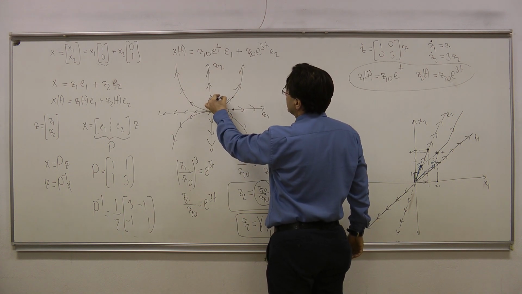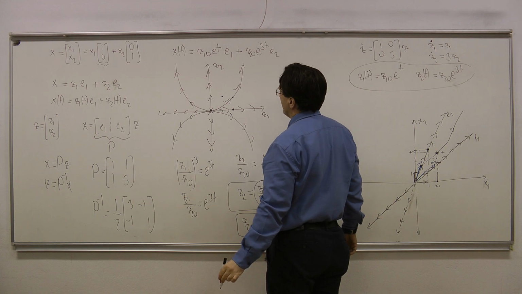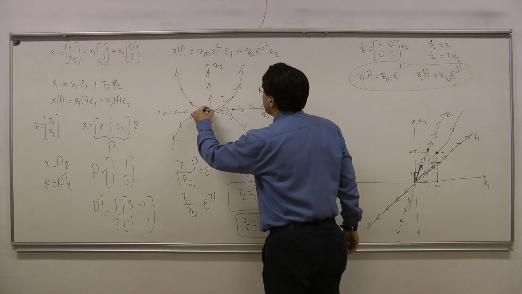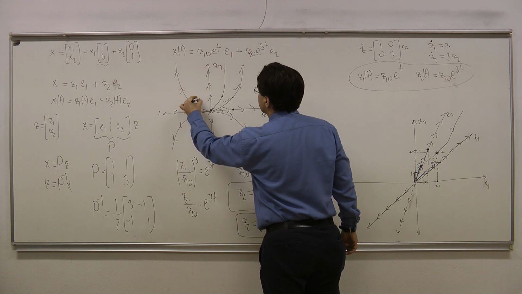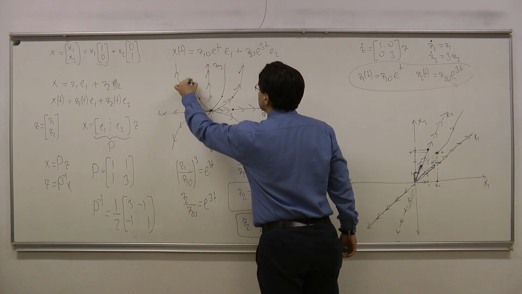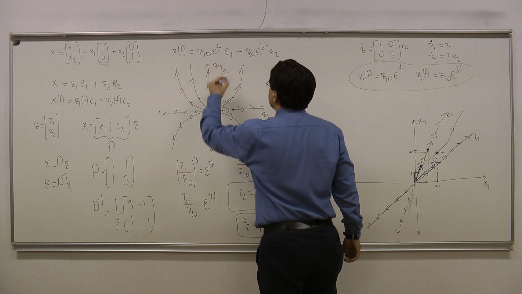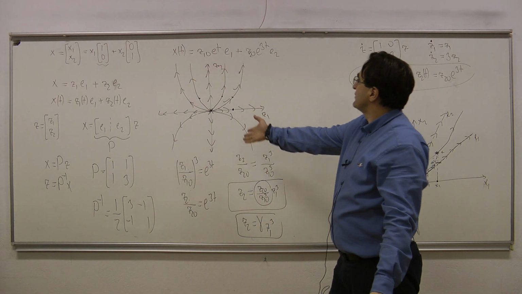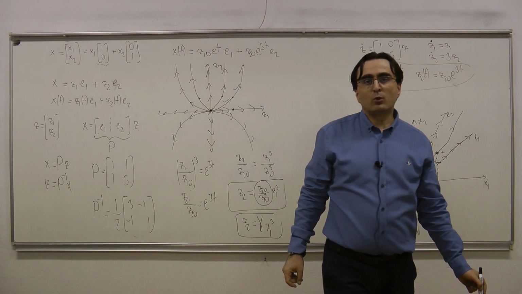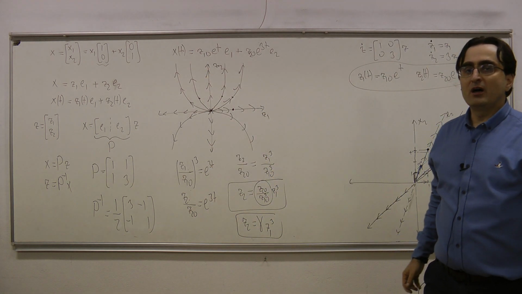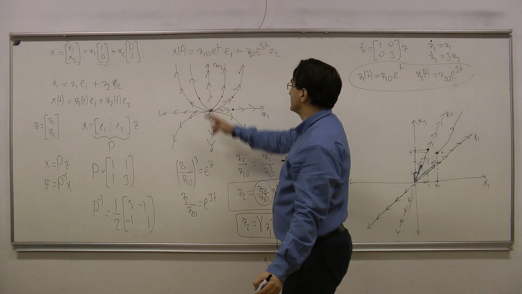What about here, if I start the system here? What is going to happen? A similar thing is going to happen. So the trajectory would be looking like this. If I start the system here, the trajectory would be looking like this. Why are these lines becoming parallel to the second axis?